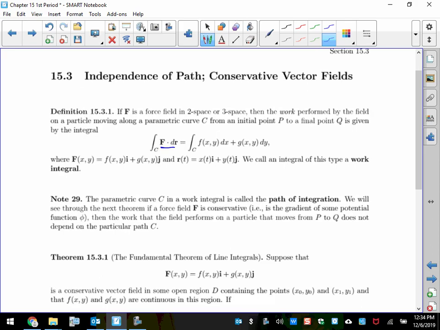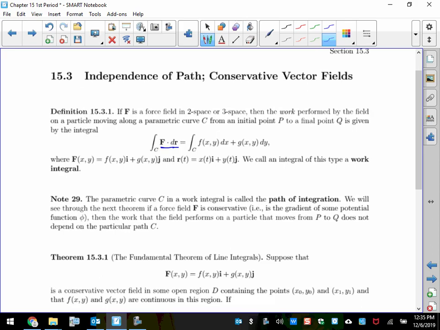And then we're adding all of that up. So how much of the field is in the direction of the path? Because work is performed when you have moved a distance, it's a force applied over a distance. So really what we're doing is taking a small distance, and then the amount of force in that direction, and we're adding that up over the distance. So this is called a work integral.